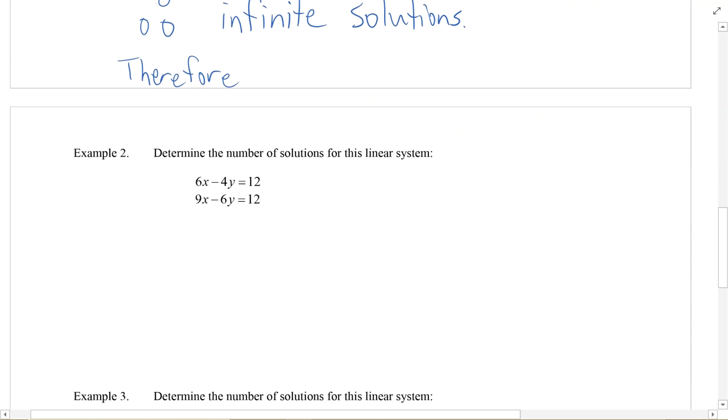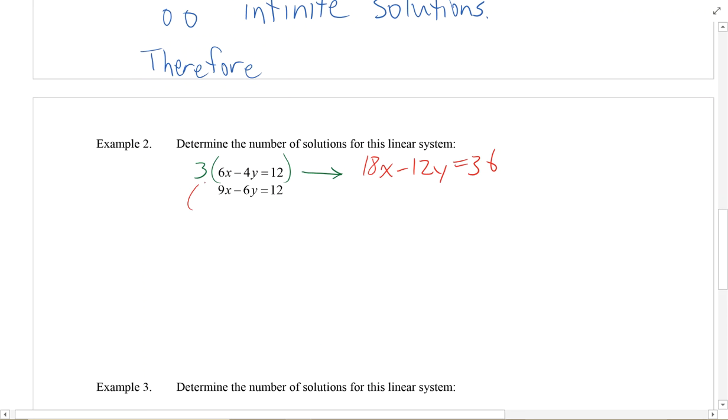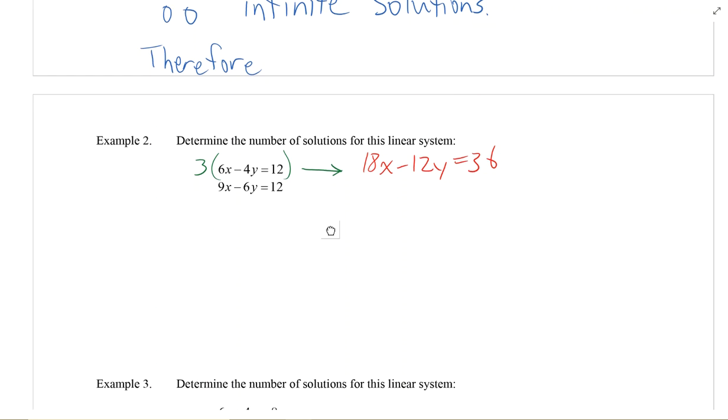Okay, next, example number 2, determine the number of solutions. So, what do we want to get the same, the x's or the y's? You choose. Haley, sorry. Sounds good. So what do you multiply the top one by? Yeah. Awesome. Good job. Okay, get the top one the same. Go for it. And what do you multiply the bottom one by? 2. Okay, so multiply the bottom one by 2.